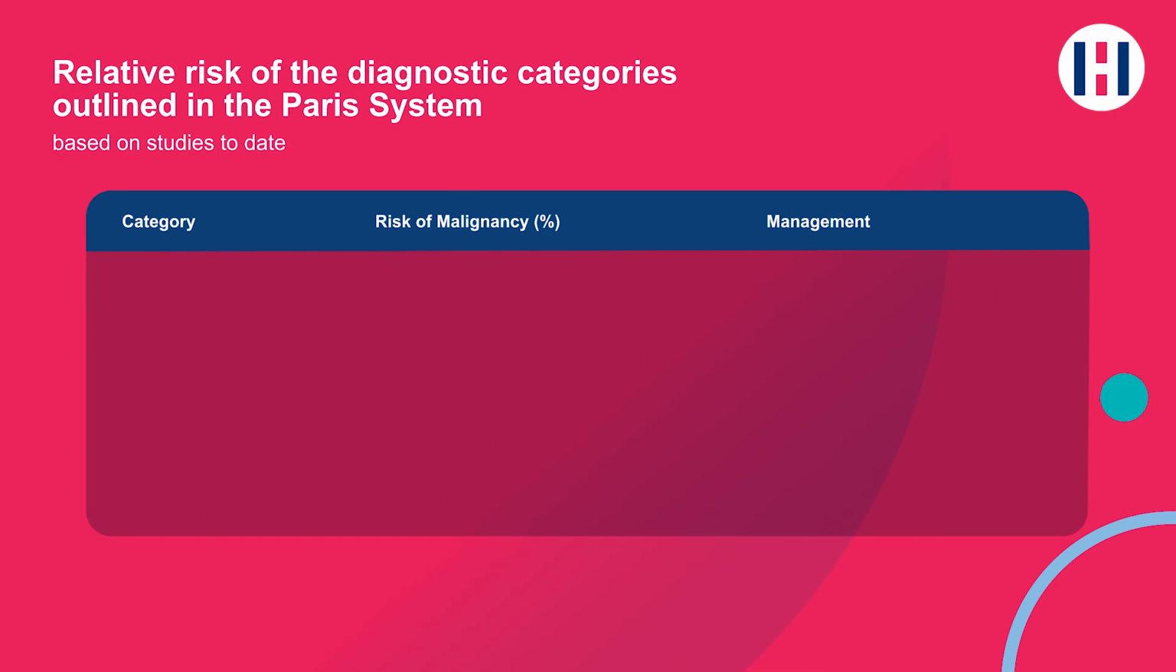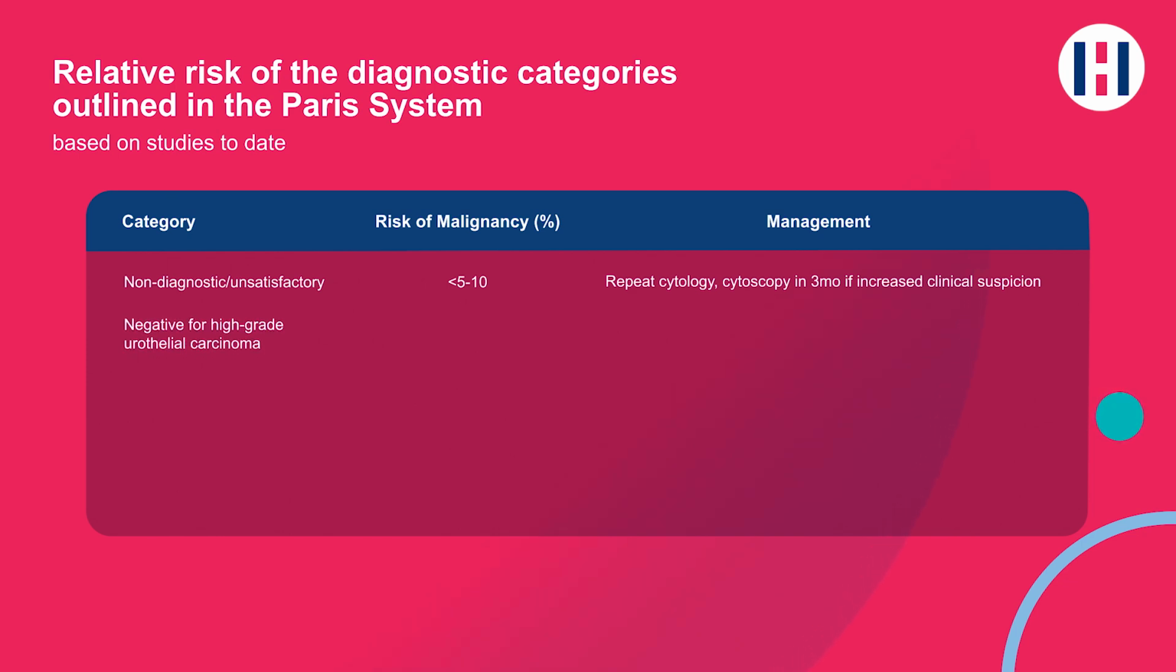The first category is non-diagnostic or unsatisfactory. Either the urine is low in quantity or low in quality. The next category is negative for high-grade urothelial carcinoma. The rate of malignancy in this category is up to 10%, and follow-up guidelines are managed as clinically indicated. So the patient may not need any follow-up, or if there's any clinical indication, it will be decided at the GP's discretion.